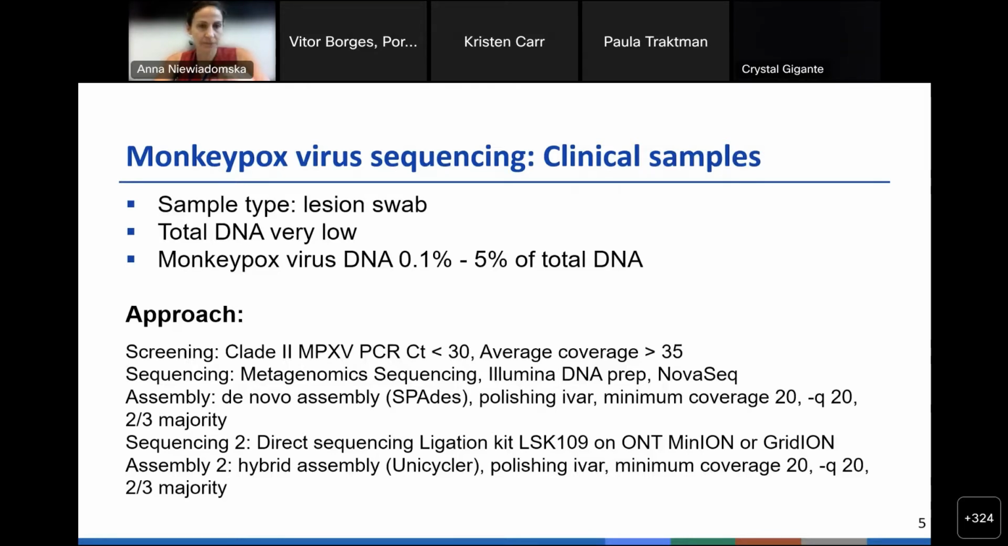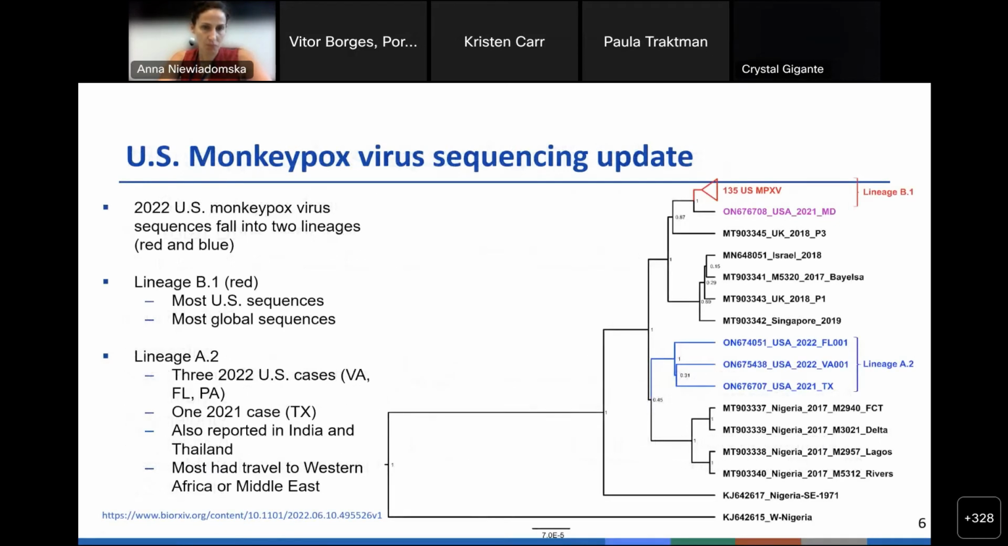I have here the assembly methods we've been using, de novo assembly, which I'll talk a little bit about in a minute, and some long read sequencing, again, mostly just for cases of high interest with specific mutations.